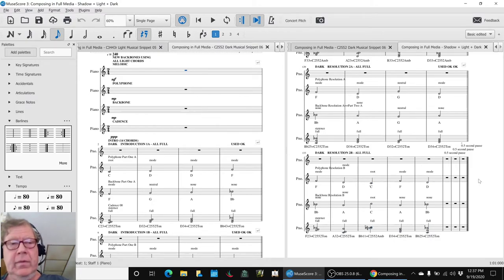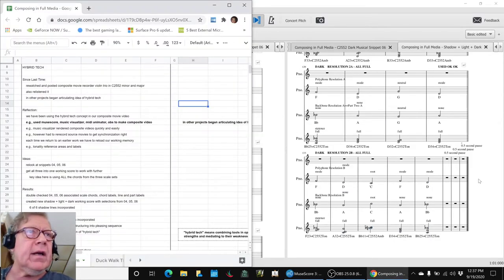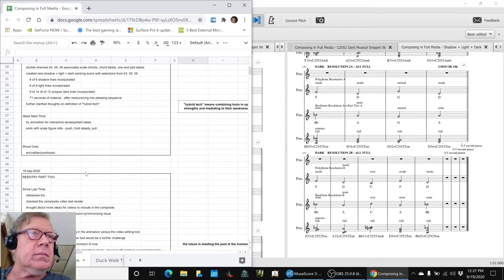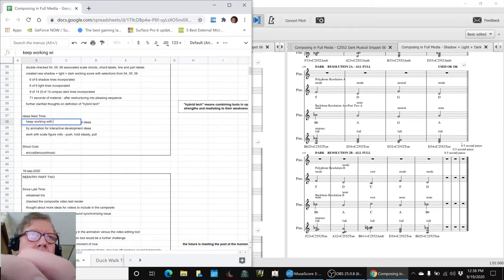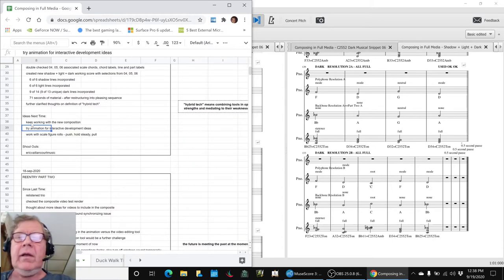Alrighty, so our ideas for next time are to keep working with the new composition, there's certainly a blend of exotic and familiar. We might try an animation for interactive development ideas, work with the scale figure roles, that's still pending.